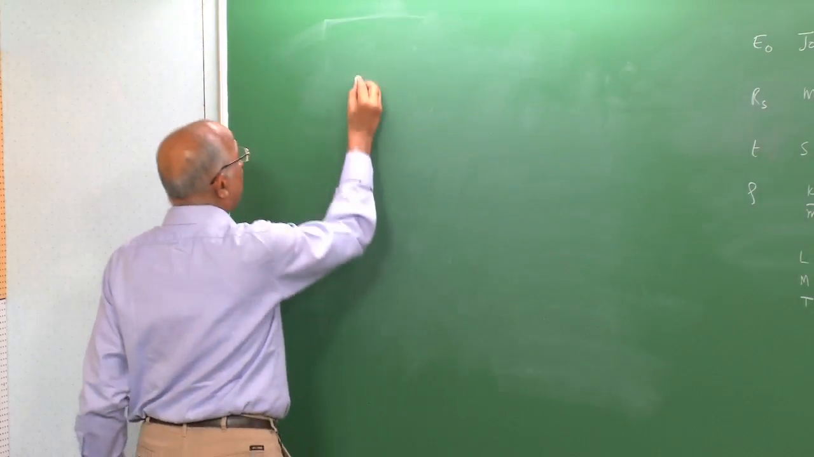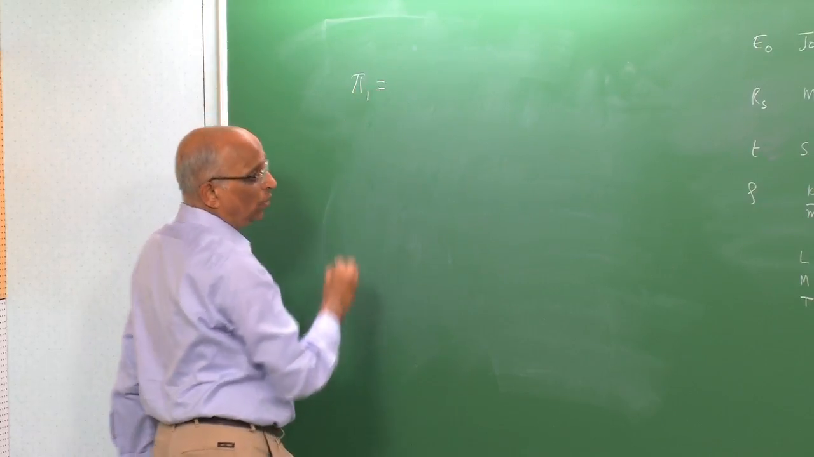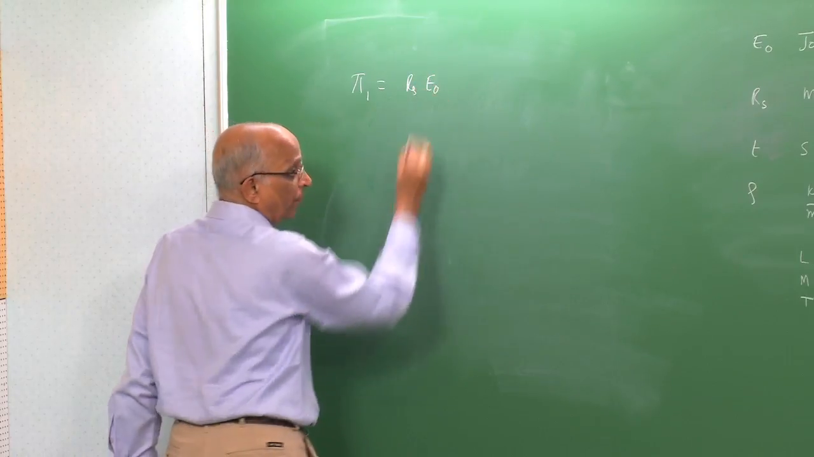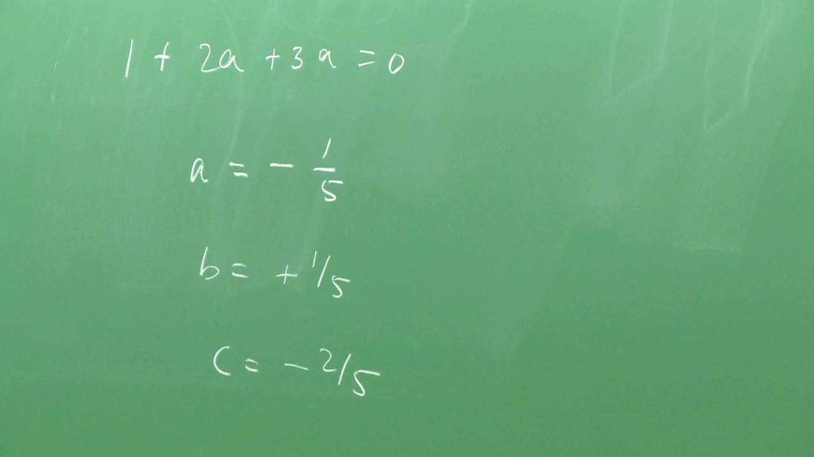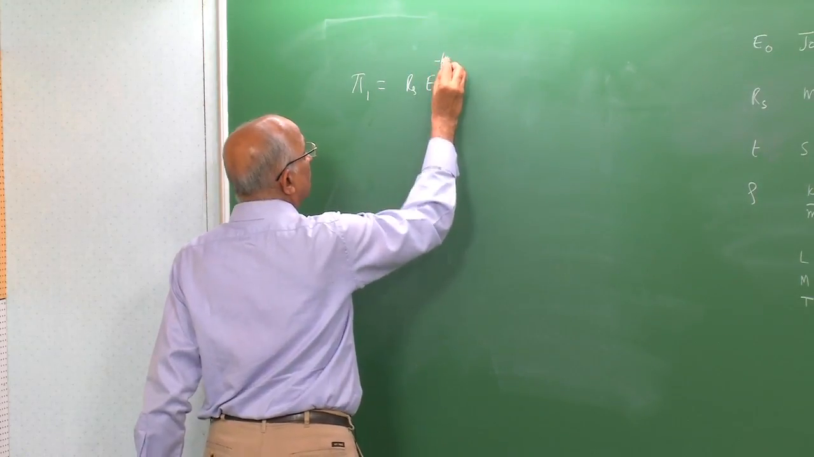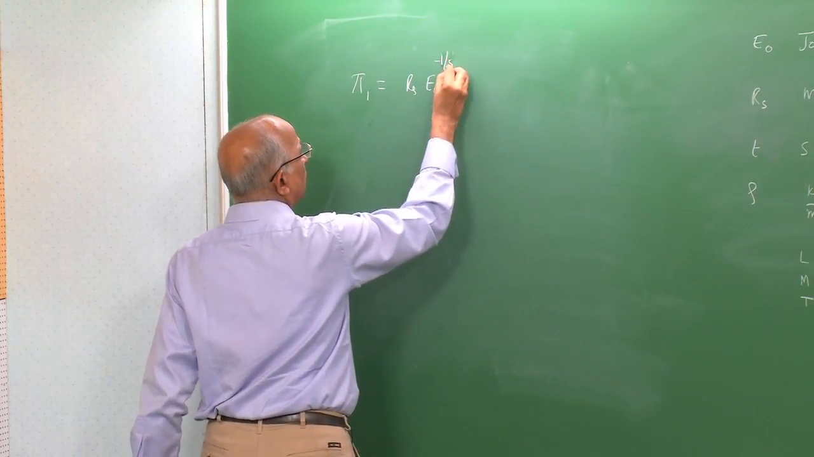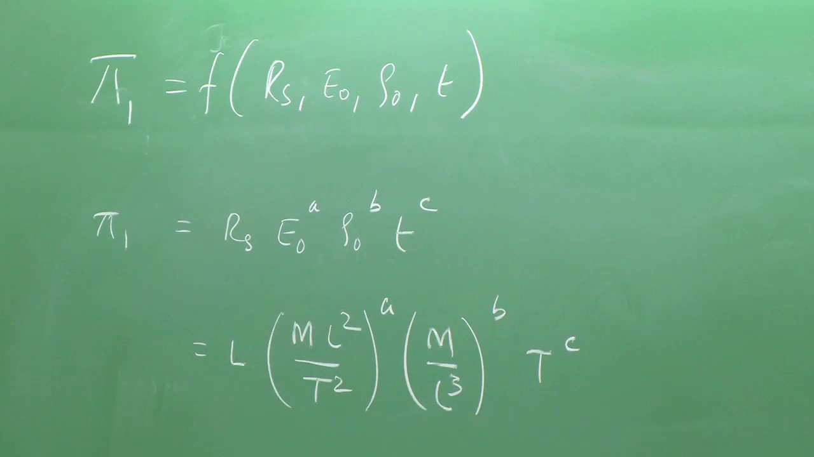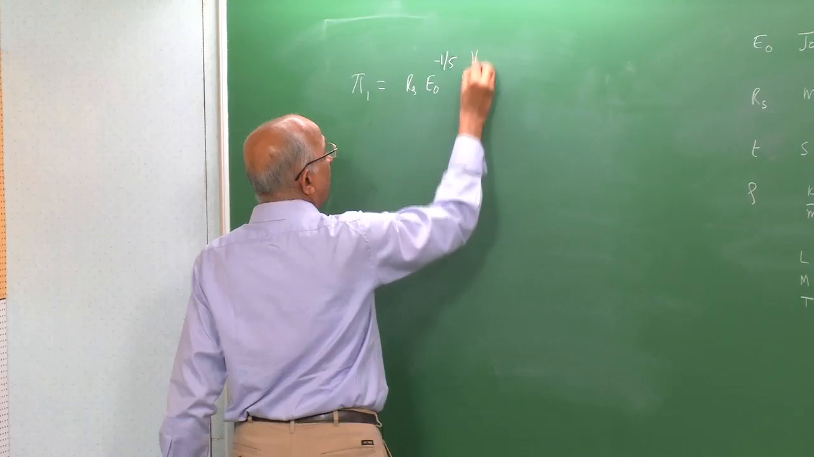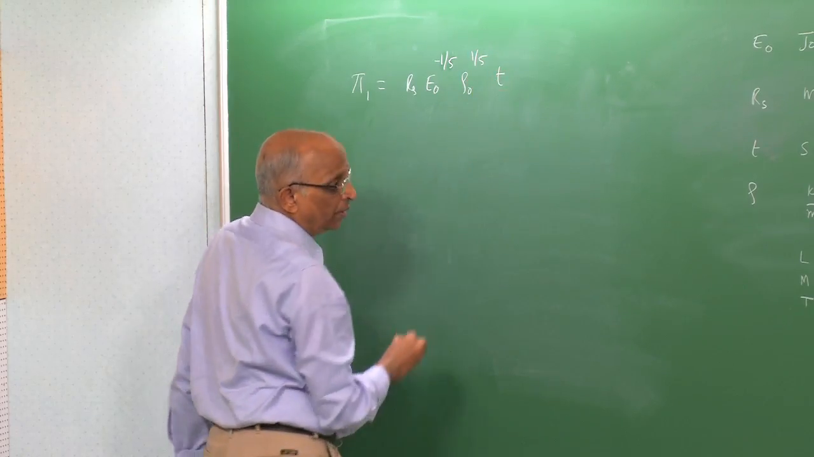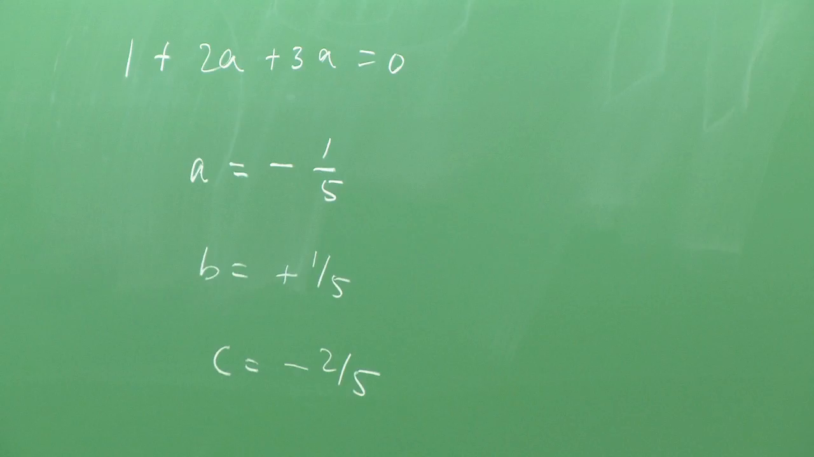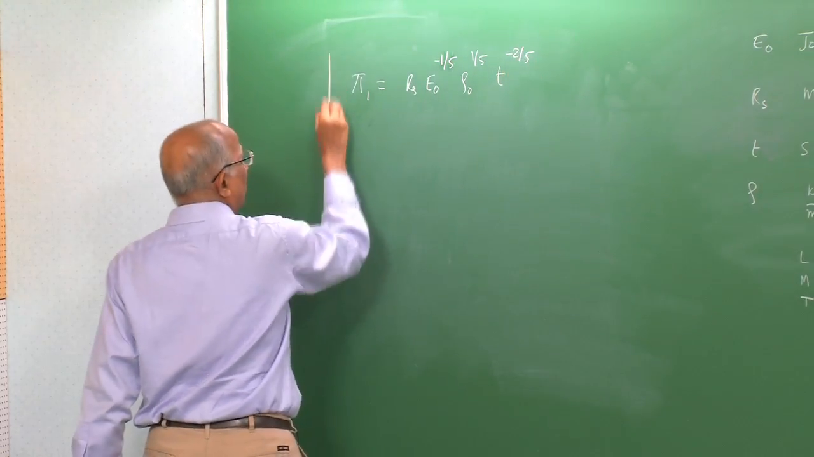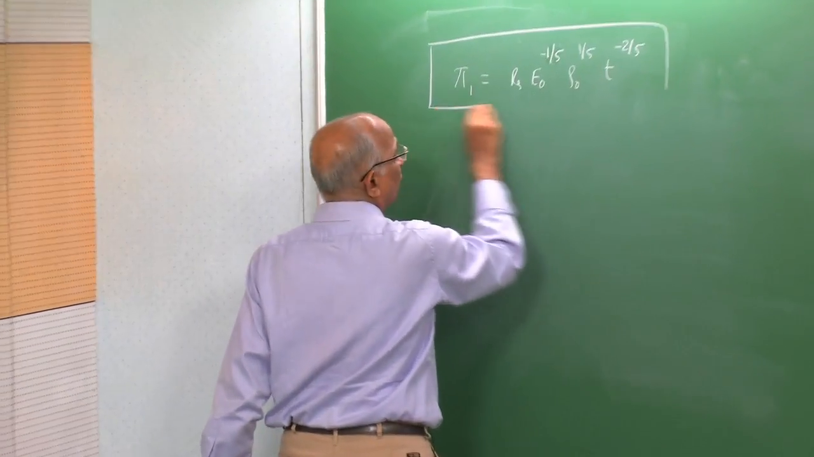My dimensionless number pi 1 is equal to Rs into E 0, to the power a, where a is minus 1 by 5, then I have rho 0 to the power b, where b is equal to plus 1 by 5, and I have t to the power c, where c is equal to minus 2 by 5, and this is the expression I get for the dimensionless number.